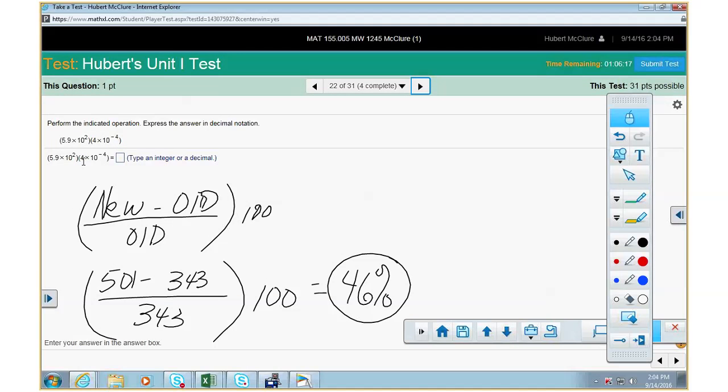This is scientific notation. 5.9 times 4 is 23.6, I think. And then you take 2 minus 4, that's negative 2. But you're going to have to change it to scientific notation because 23.6 is not in scientific notation. So it's going to be 1 to the right, which will be negative 2 plus 1, negative 1. So your answer is going to be 2.36 times 10 to the negative first power. Something like that.